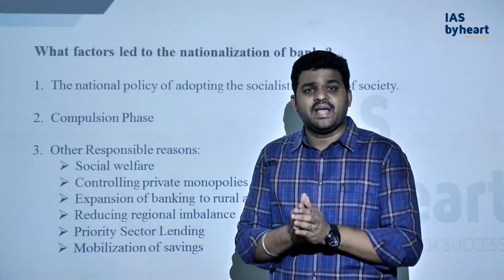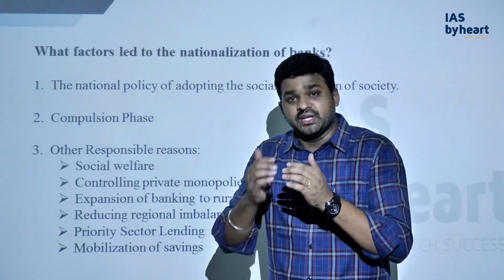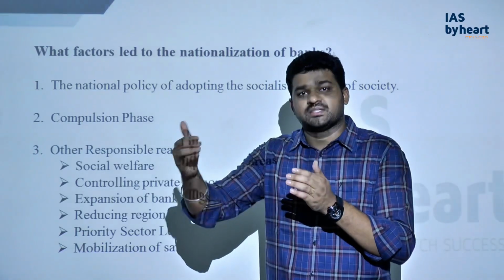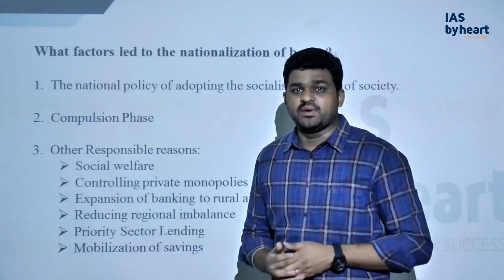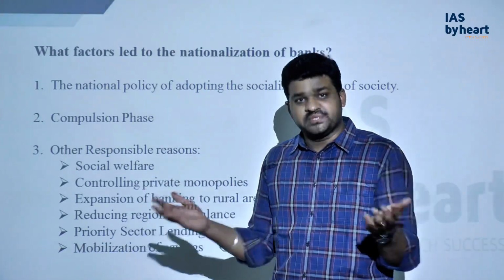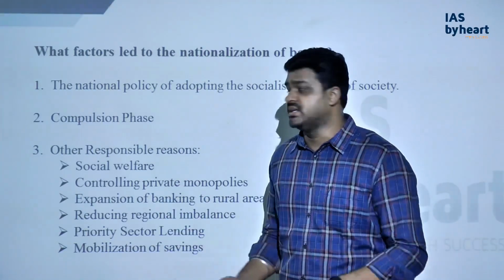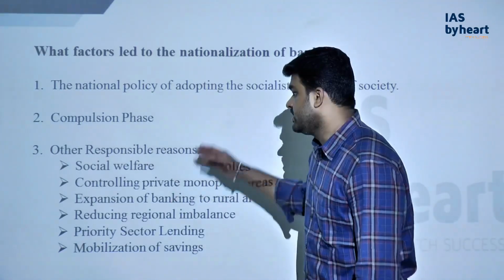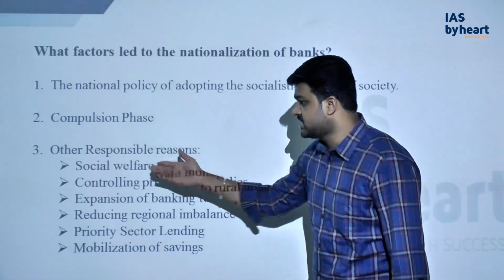So the government had to acquire the bank shares. Only through the banks could the government provide welfare and other measures to the people. Okay, so this is the compulsion phase. We did not know any other options to provide welfare to the people, so we call it the compulsion phase. Next, the other responsible reason is the third.